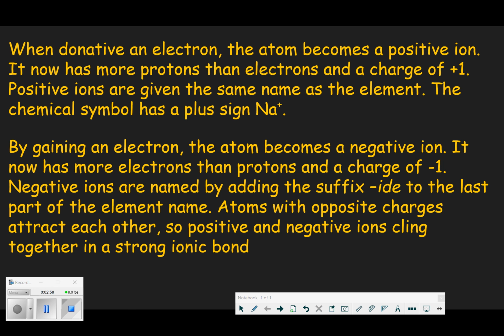Negative ions are named by adding the suffix "ide" to the last part of the element's name. So what you do is you take the name, drop the last syllable, and put "ide" in there. Atoms with opposite charges attract each other. So positive and negative ions cling together to create a strong ionic bond.